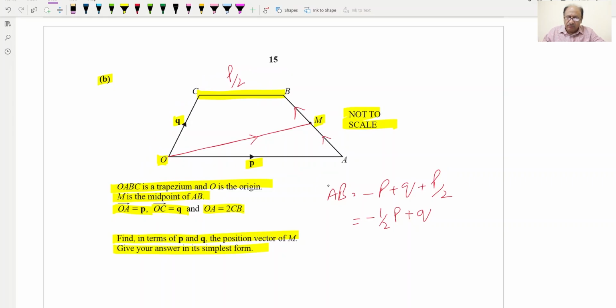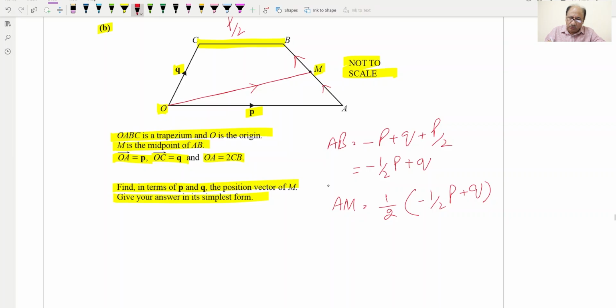Now this is our AB, but we don't require AB, we require AM. So AM will be half of this, half of minus 1 by 2 P plus Q. Now the position vector is required. Position vector will be OM. So OM will be what? OM will be OA plus AM, and we have OA which is P, and we have AM which is this one.